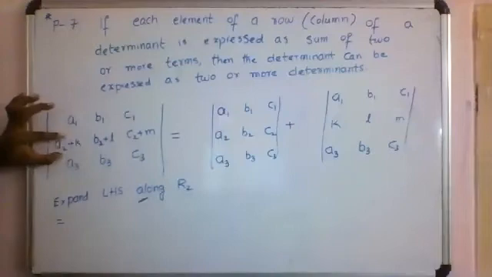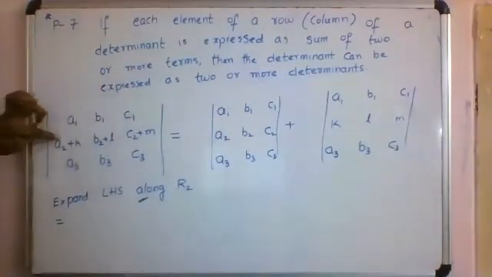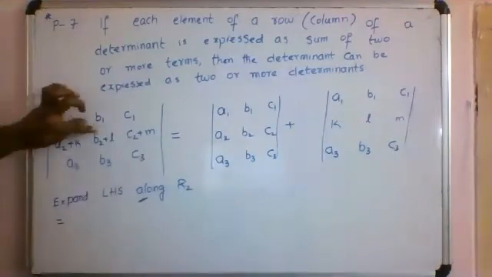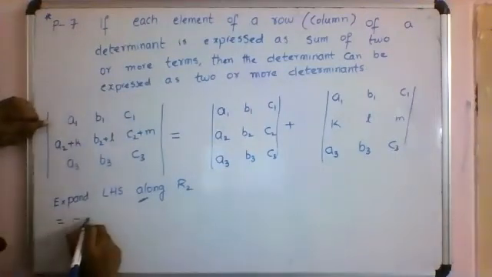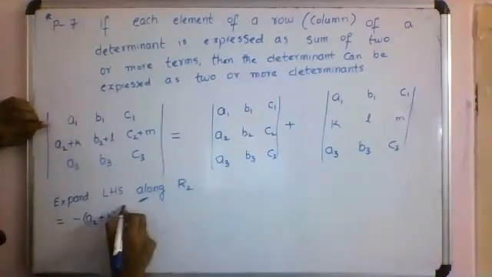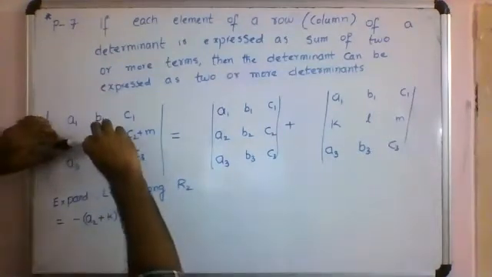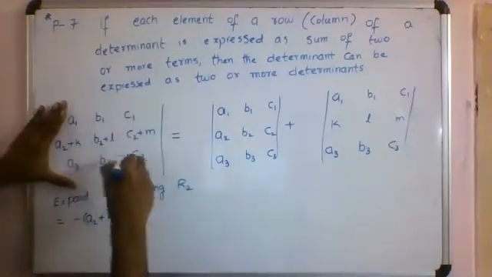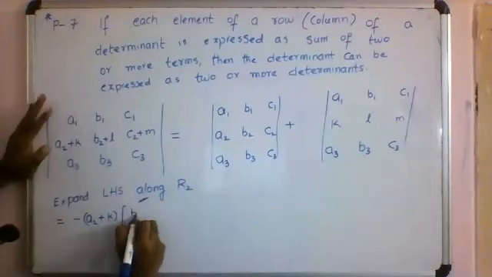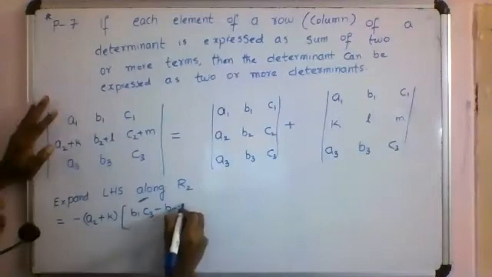For this, we have to keep minus now while finding cofactors. Here I said plus, minus, plus, minus, plus, minus. So I am expanding along second row, means here minus comes, here plus, and here minus. So I have written minus A2 plus K into, remove this row and this column, we are left with B1 C3 minus B3 C1.